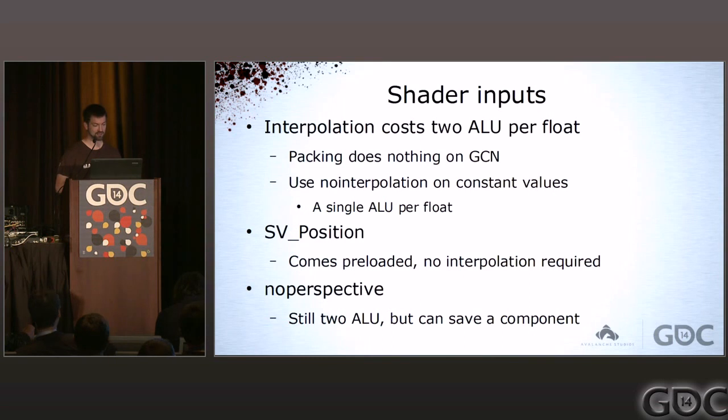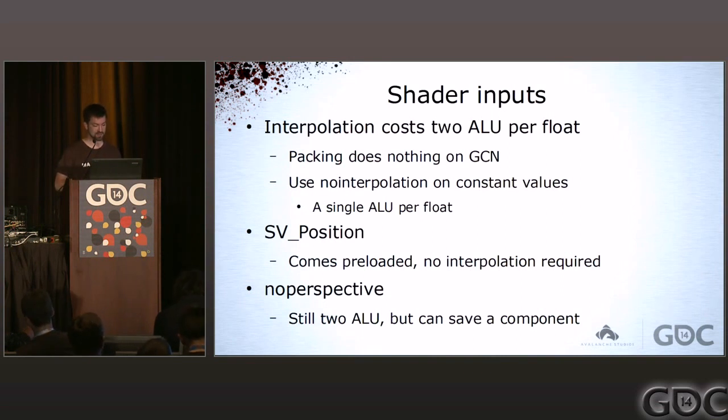So as I mentioned, interpolation costs 2 ALUs per float. And this is independent of what slot it happens on. So it really doesn't do anything if you try to pack interpolants together, like if you have two texture coordinates and you slap them together into a float4, as you might have done on older hardware to optimize. This doesn't do anything on GCN. However, one thing you can do if you're passing down constant values is to use the no interpolation flag, and then it turns into a single ALU because it doesn't need to do the interpolation. It can just do a mov instruction instead.